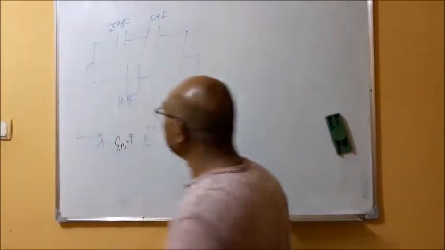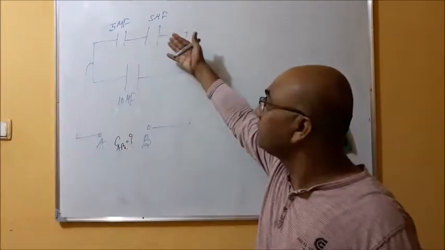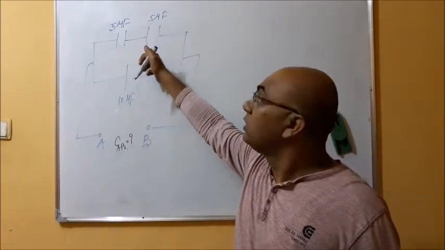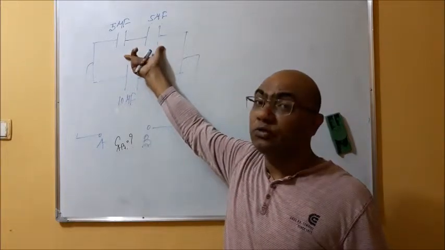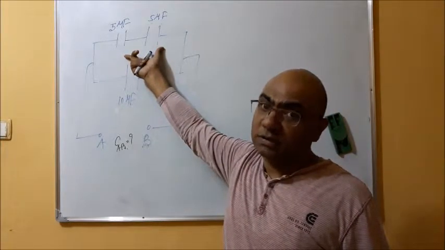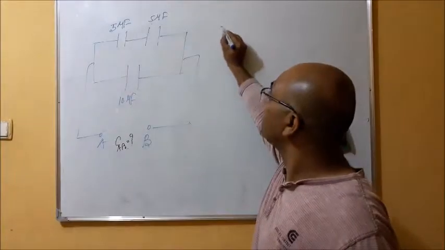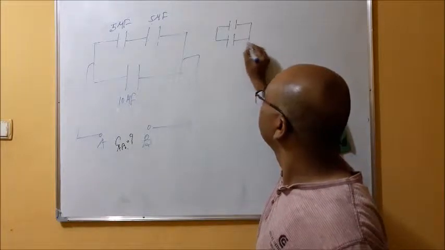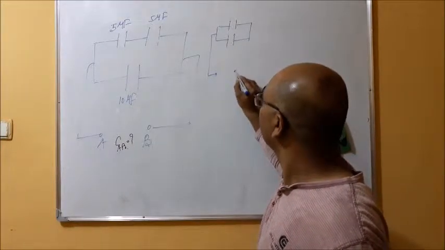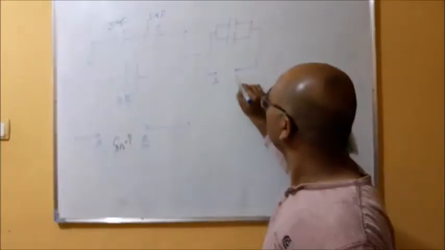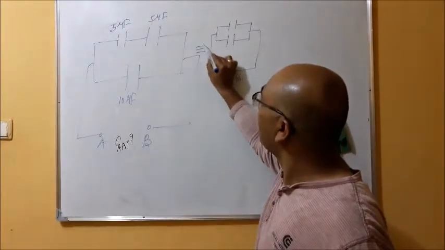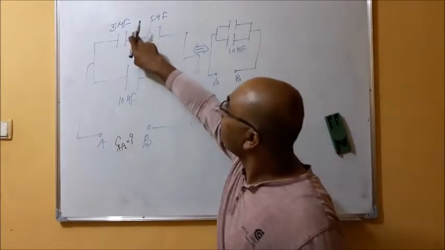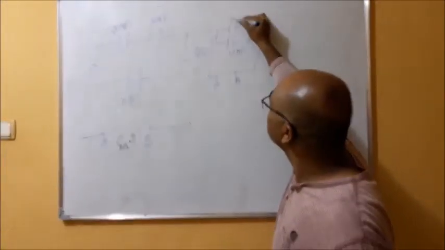If I want to calculate, first I'll start from this point. These two capacitors are in series. So I can replace the two capacitances by a single capacitor. If I replace it, the new structure will be like this. So these two structures are equivalent. This is 10 microfarad, and for the two 5 microfarad capacitors I am writing a single capacitor.